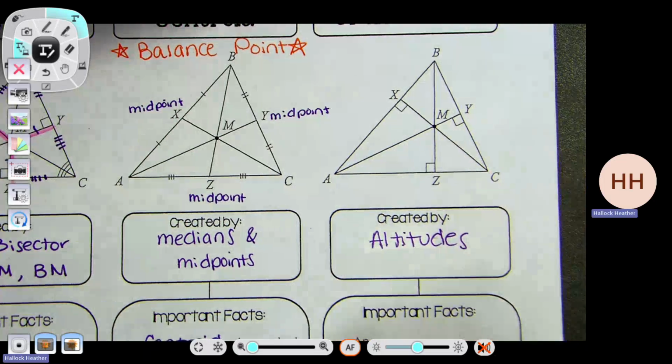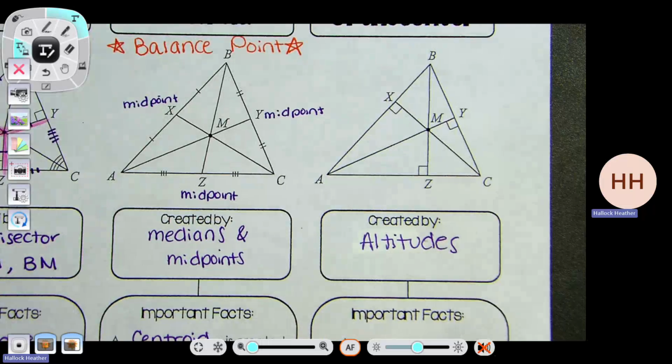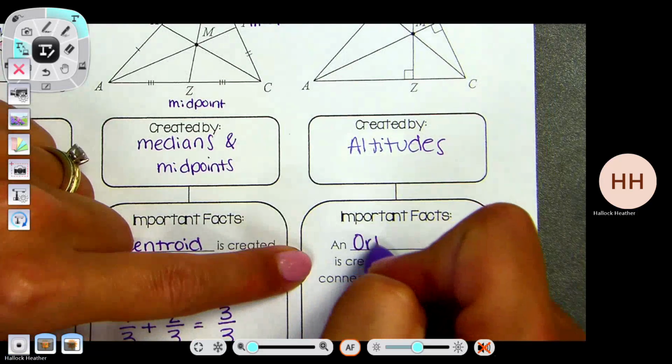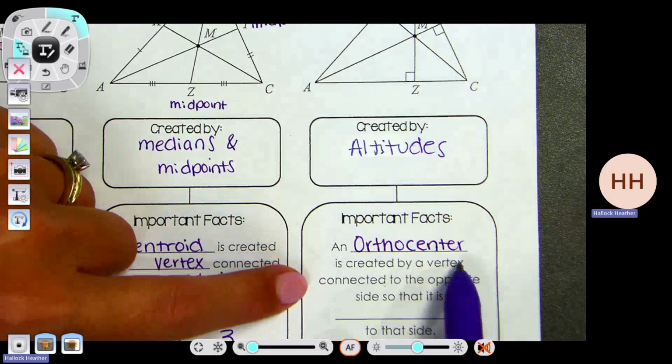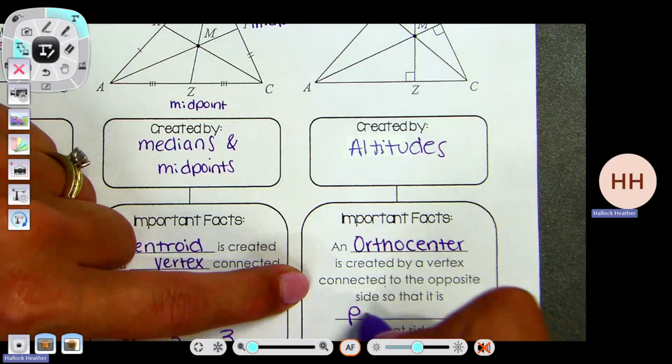So it's made by altitudes, which is technically the height of something. Like when you're in a plane, they say we're currently at an altitude of 10,000 feet, because it represents height. So an orthocenter is created by a vertex connected to the opposite side so that it is perpendicular to that side.